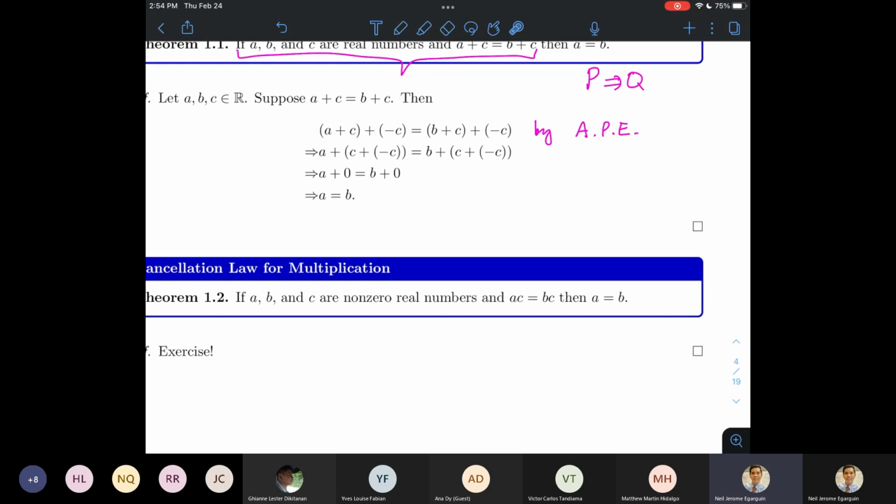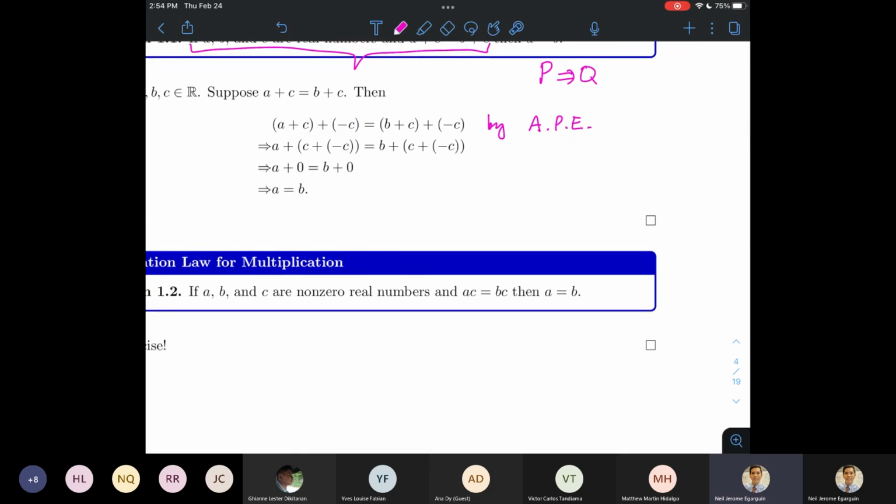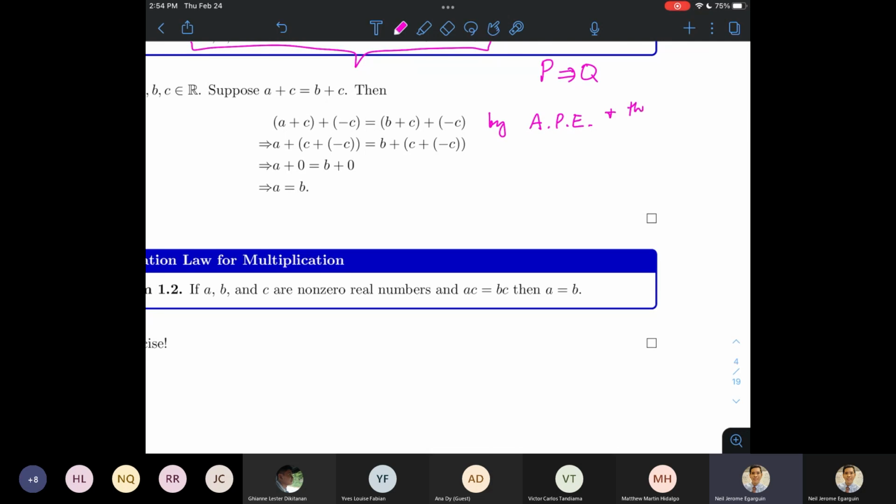And then, nagamit ko pa pala yung APE because I know that negative C is a real number. Since C is a real number, I am sure that that real number C will have an additive inverse denoted by negative C, okay? So if you want to be very meticulous or detailed about it, you can put AP and the existence of additive identity. I think that's A4 dun sa mga field axioms natin, right?